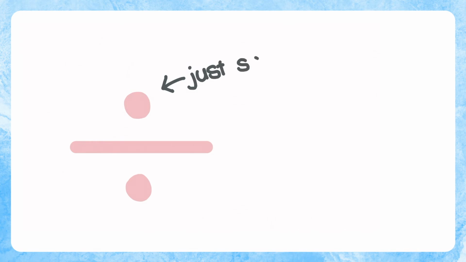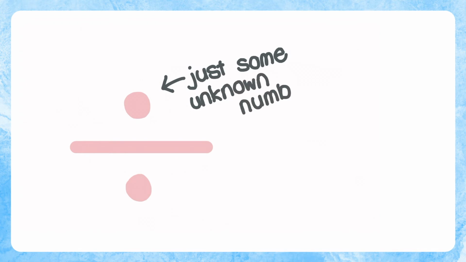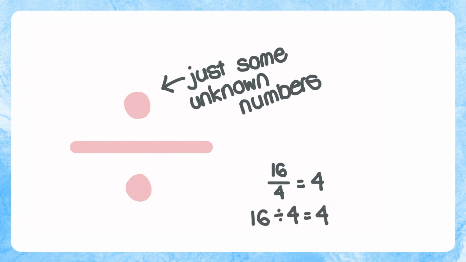So before we move on, this is just a little side snippet. I don't know if it's true, but I heard that this division sign is basically like a fraction, just with unknown numbers. So that's why we write the division sign like this. That's what I heard, but I'm not sure if it's true. So for example, 16 over 4 equals 4, or we just write it using the division symbol, like 16 divided by 4 equals 4. So just a little snippet before we move on to the next part.